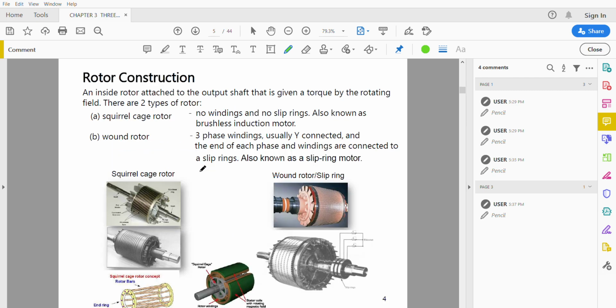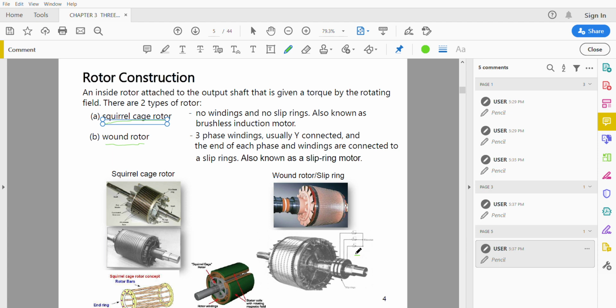There are two types of rotor construction that can be found in an induction motor. One is the squirrel cage rotor and the other is the wound rotor. The squirrel cage rotor has no winding and no slip ring, also known as a brushless induction motor, while the wound rotor has a three-phase winding, usually Y connected, and the end of each phase winding is connected to a slip ring, which is also known as a slip ring motor.